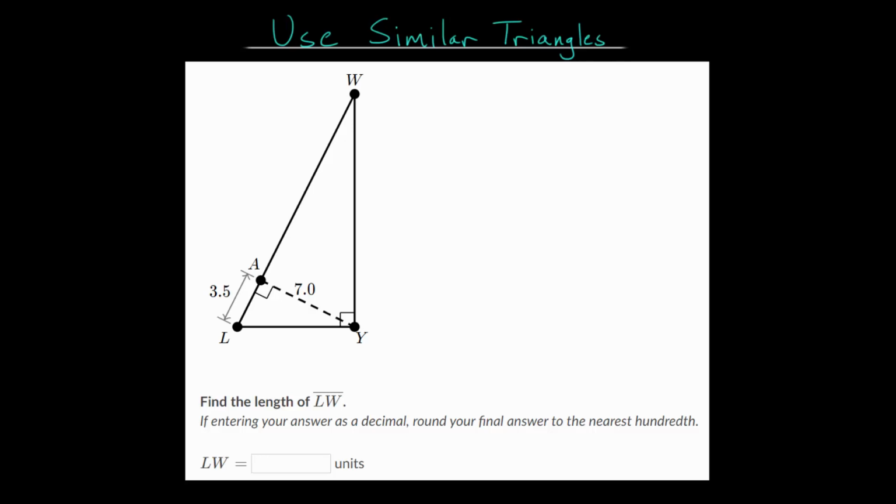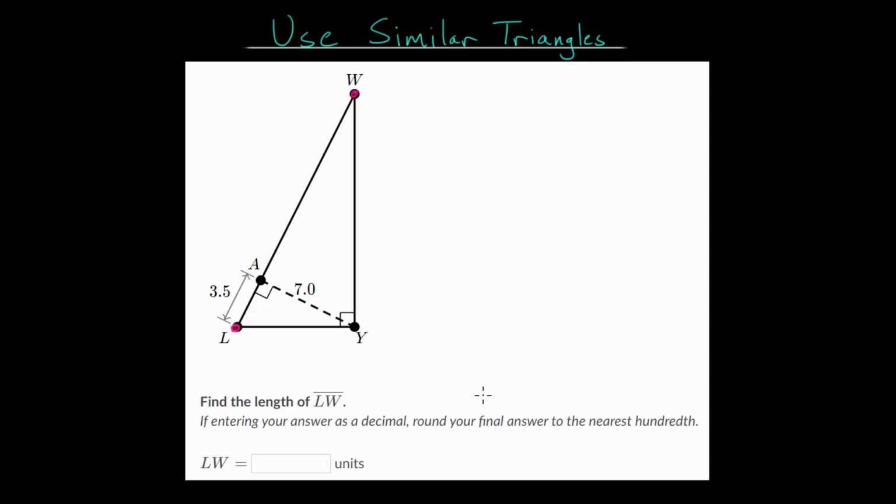In this video, I'd like to talk about using similar triangles. And with this example problem, you can see that we have a larger triangle and a couple smaller triangles within this bigger triangle. And with the given information, we need to find the length of LW. So that's the hypotenuse in this larger triangle.